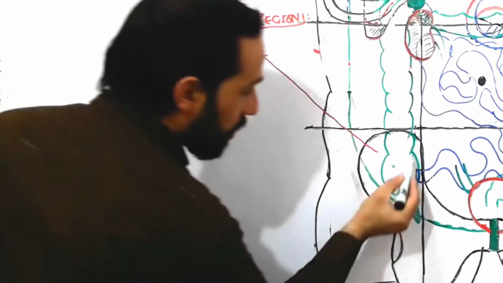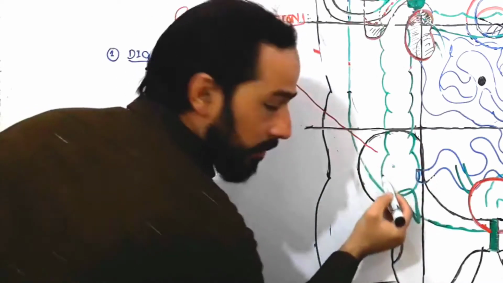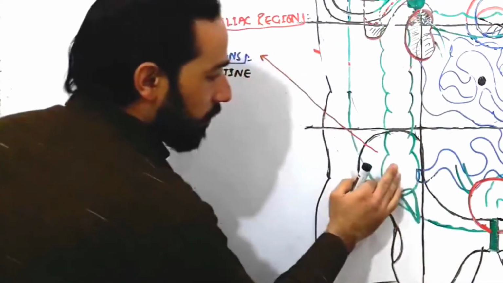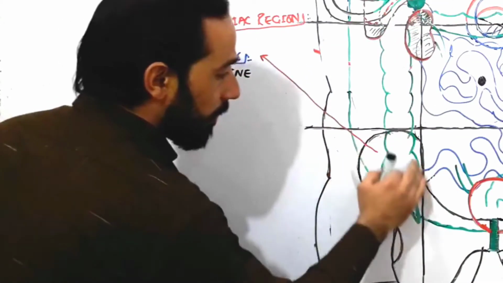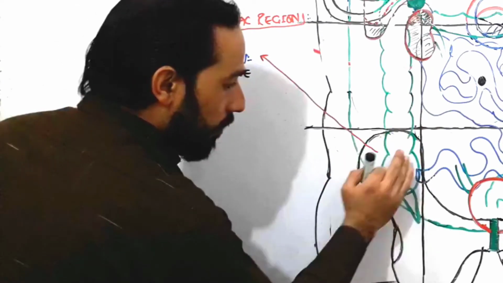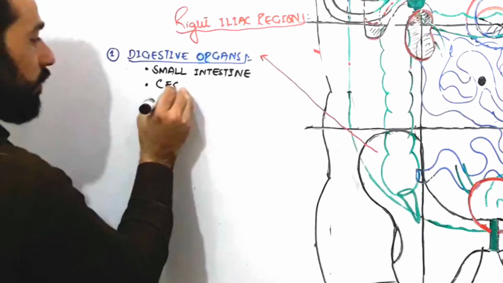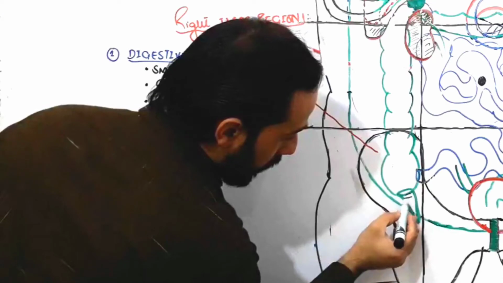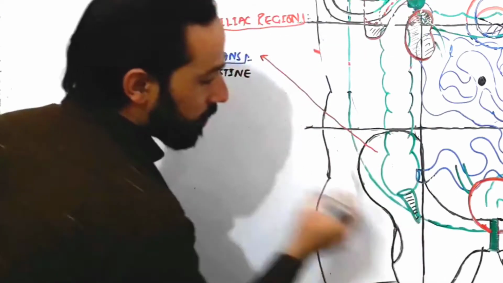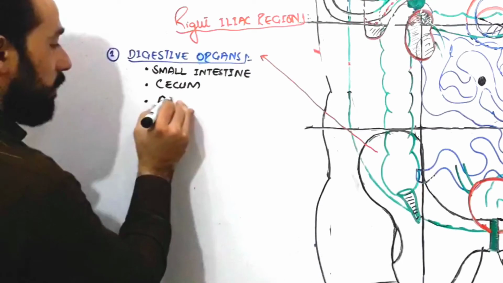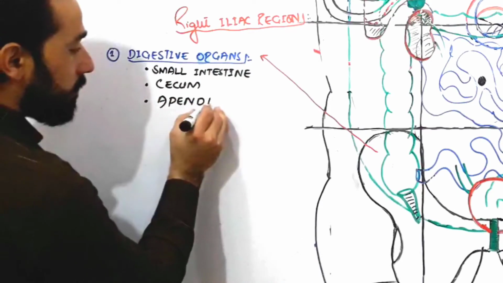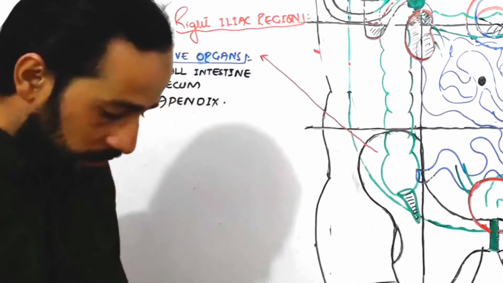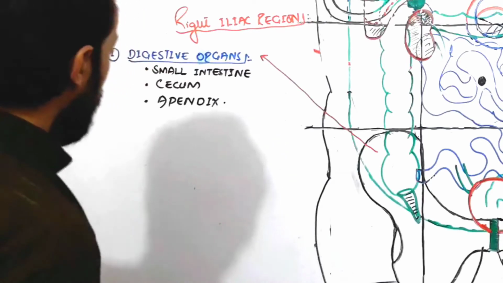The next thing that is present there is your cecum, right? The first part of your large intestine, which is found in the right iliac region, is called the cecum. So we see our cecum there. Then we know that there is our appendix. This is your appendix which is lying in your right iliac region. So these are the three digestive organs which are found in your right iliac region, right?